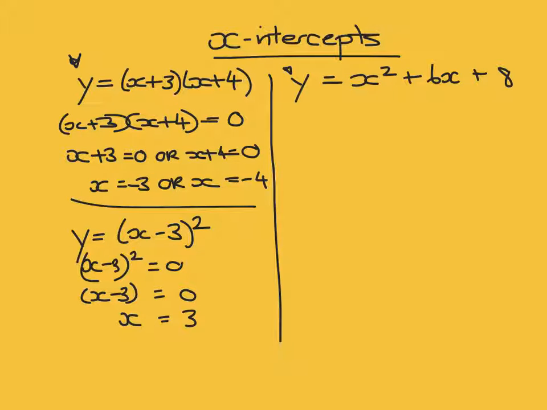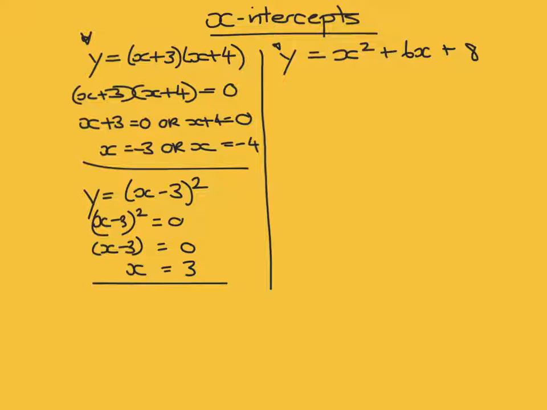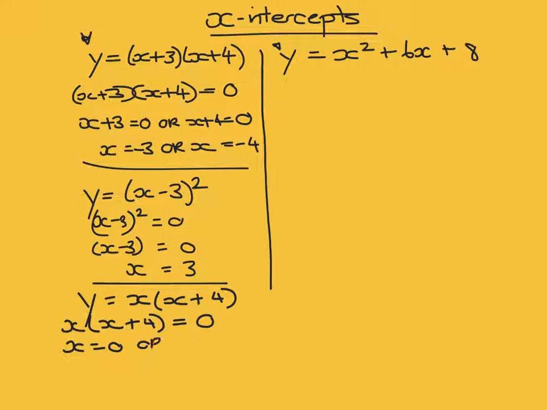What about if we had one final example of this type, when we've got something like y equals x outside of (x plus 4). In this case, again, it's going to equal 0, so x outside of (x plus 4) equals 0. So that means either x equals 0 or x plus 4 equals 0. The two things multiplied together in this case are x and x plus 4. So x equals 0 or x plus 4 equals 0.